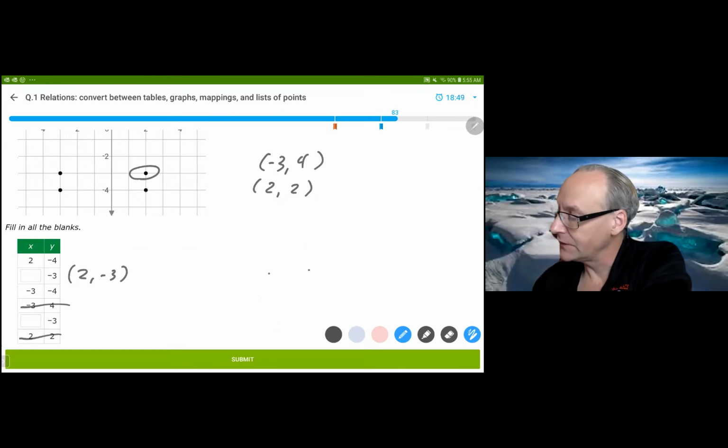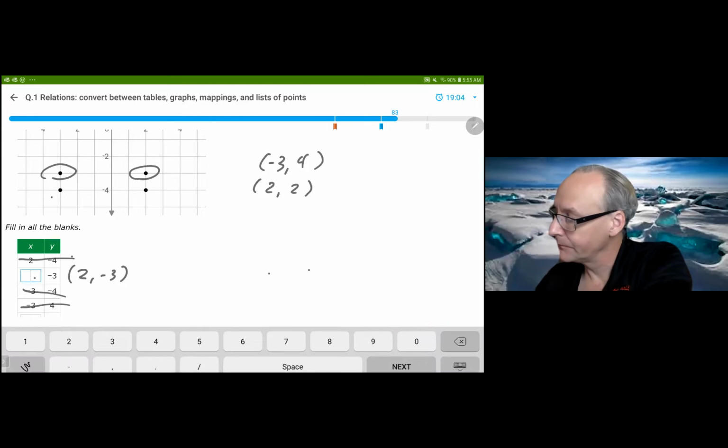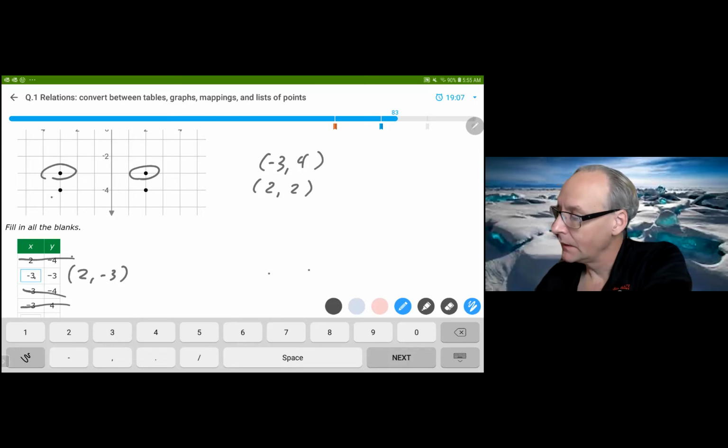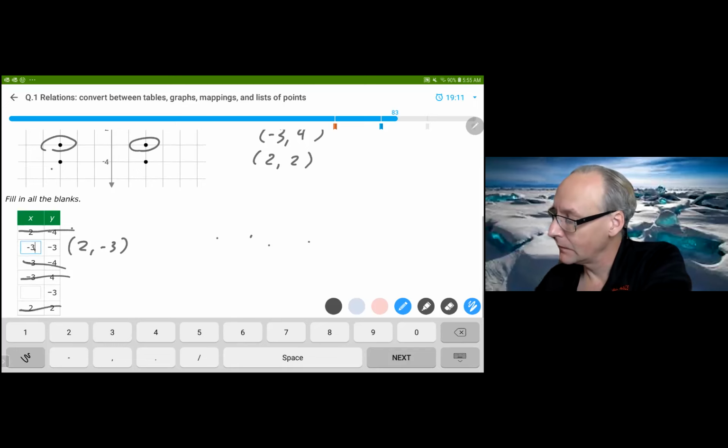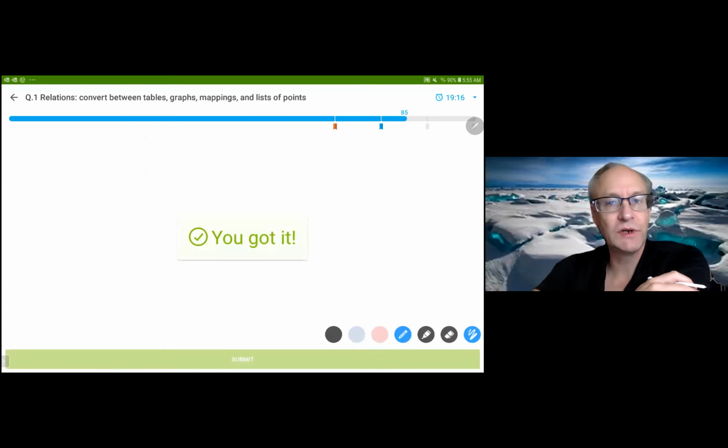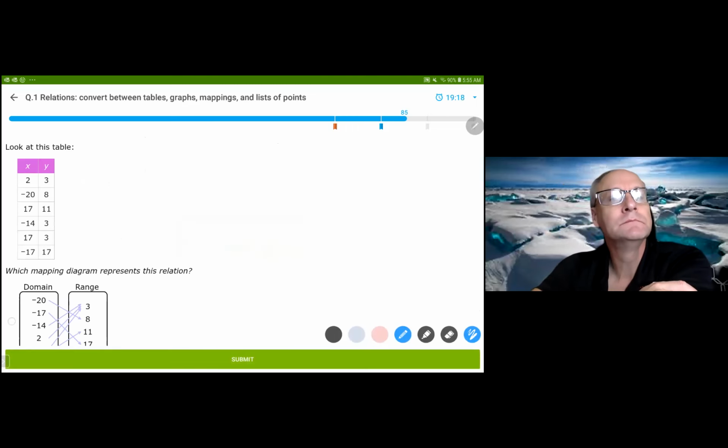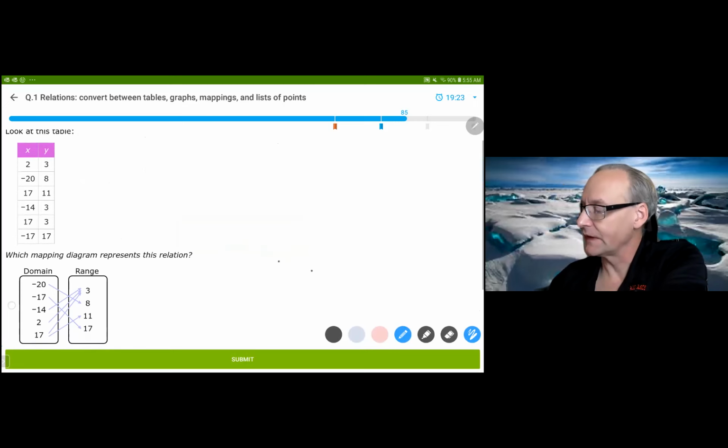And I have my 2, -4. So that one's there. And -3, -4, I have that one. And the other one I'm missing is right there. -3, -3. And I'm also missing the 2, -3. Yeah, you're just filling things in. Pretty easy. All right. I guess they want to make sure that you can read tables. I guess that's the main thing.